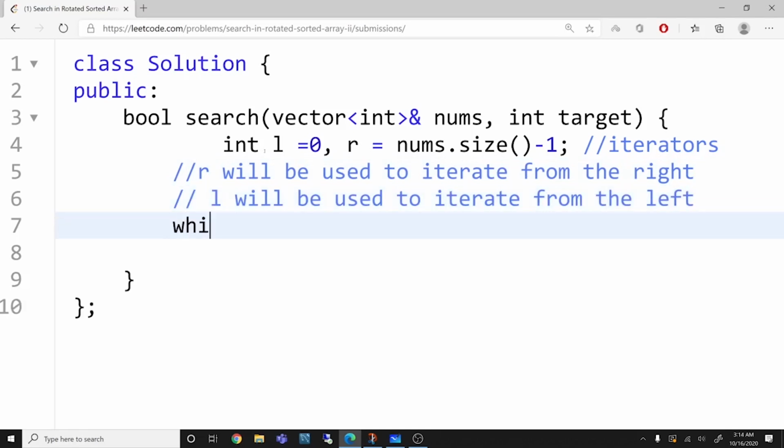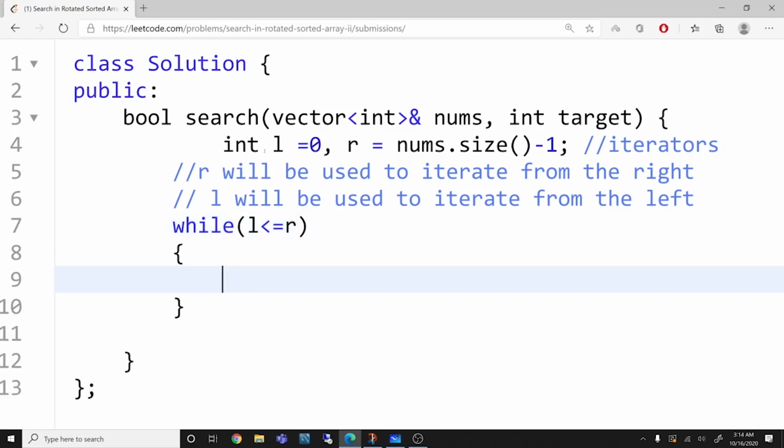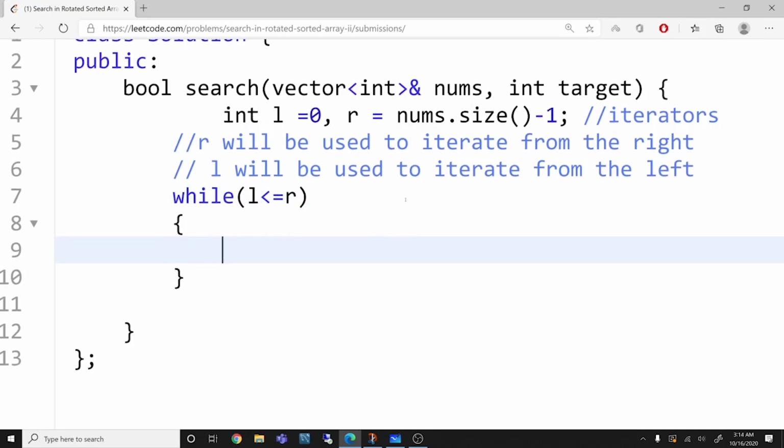Okay, and up till when do we have to iterate? While L is less than or equal to R. Why is that? Because when L becomes equal to R, that is the final element. That means we don't need to continue our iteration any further. So let's look at what we have to do in each iteration.